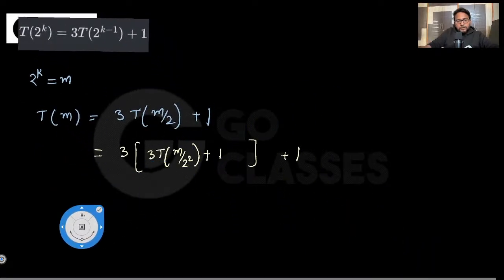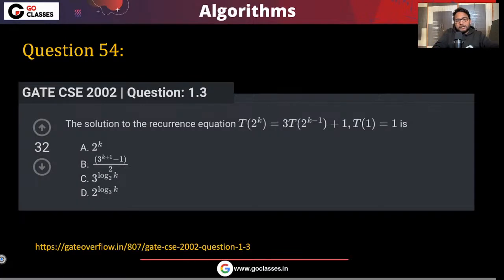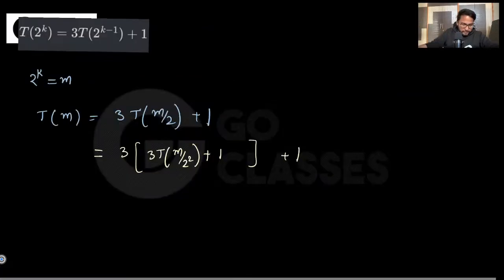If you keep on solving it, you can't use the Master's theorem directly, because they are not asking for the theta. They are not asking for the theta, so that is the reason. So it is 3 square into T of m upon 2 square plus 3 plus 1, right?